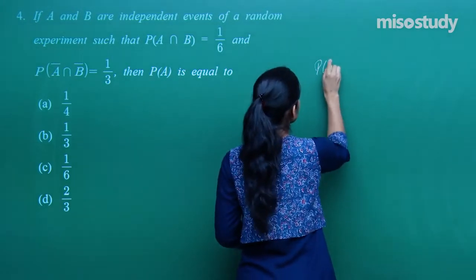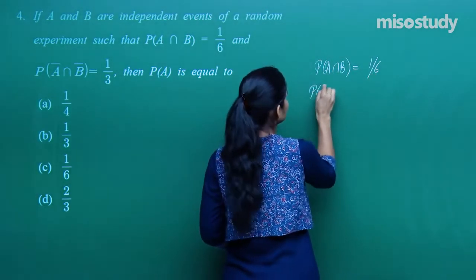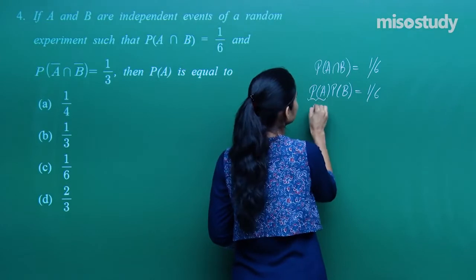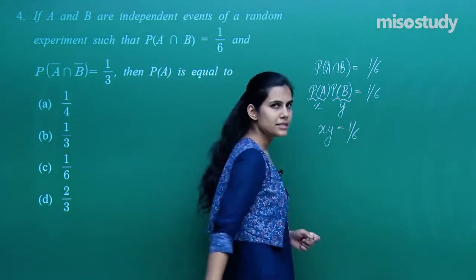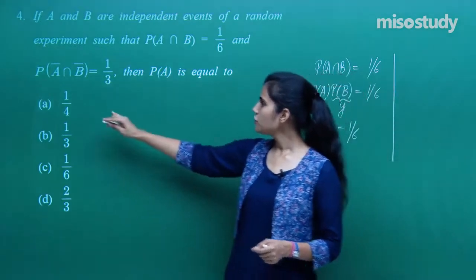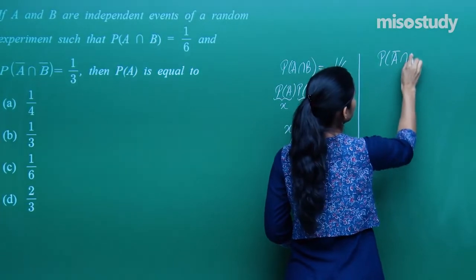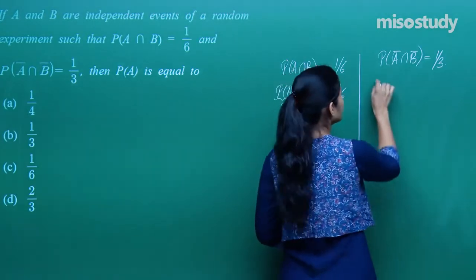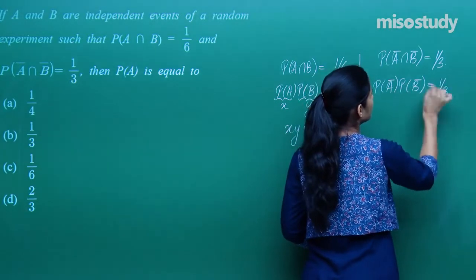So, probability of A intersection B is given to me as 1 by 6. That is same as probability of A into probability of B, because they are independent events. Let this be X, let this be Y. So, you basically have X into Y is 1 by 6. Now, the next thing is, you are given that probability of A bar intersection B bar is 1 by 3. Again, A bar and B bar are independent events, so you get probability of A bar into probability of B bar is 1 by 3.